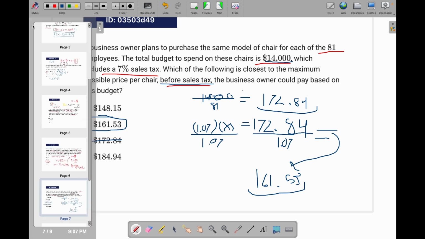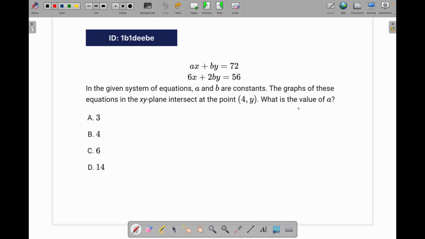All right, let's move on to our next problem. Here's our next problem. I'll give you some time to pause, read it, and hopefully get an answer. All right, once you're done pausing, let's go through this. We know it's going to intersect at 4, y. So let's start plugging in some values into each of these equations.